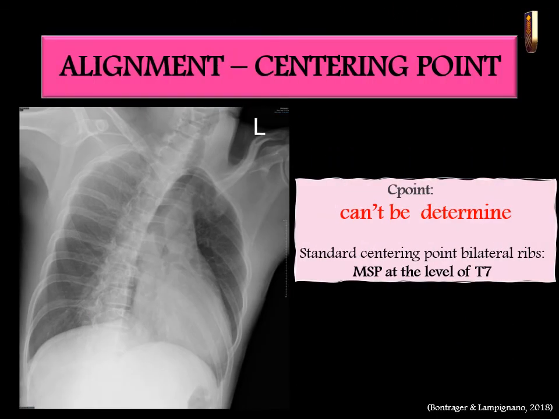The centering point for this radiograph cannot be determined since no collimation border can be seen. The standard centering point for bilateral oblique ribs projection is at the mid-sagittal plane at the level of 8 cm inferior to the jugular notch, corresponding to the level of T7.